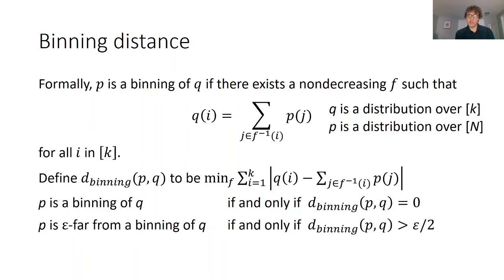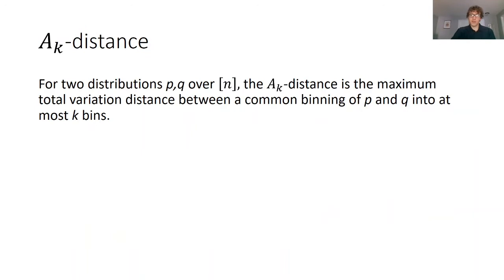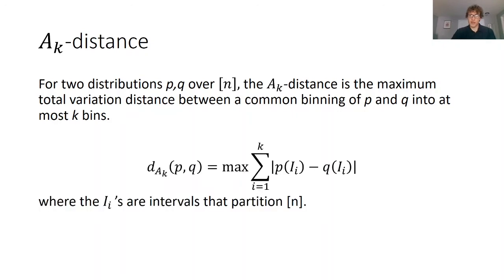So this binding distance is standing in nicely for the total variation distance, except that it's not really a nice thing to work with in some sense. For example, it's not symmetric in its arguments. So we'd like to use something that's a little bit nicer. Luckily, there is something known as the A_k distance. If we have two distributions over a common domain, then the A_k distance is the maximum total variation distance between a common binning of P and Q into at most k bins.